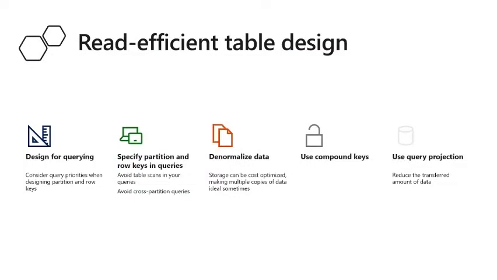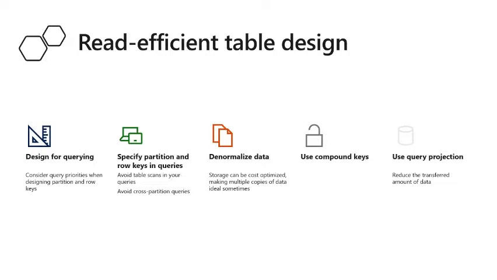Efficient table design. So design for querying in read-heavy applications. Specify both partition key and row key in your queries. Consider denormalizing your data. Use compound key values and use query projection. So how can you design an efficient table? Keep these five things in your mind.